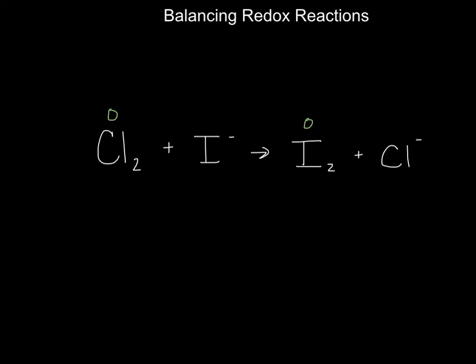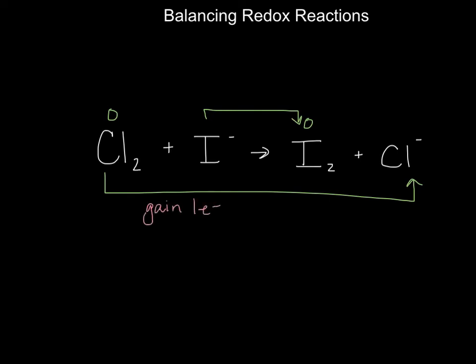So I connect my chlorines together and my iodines, and I see that my chlorine is going from 0 to -1, so it is gaining 1 electron. And up here my iodine is going from -1 to 0, so it is losing 1 electron.